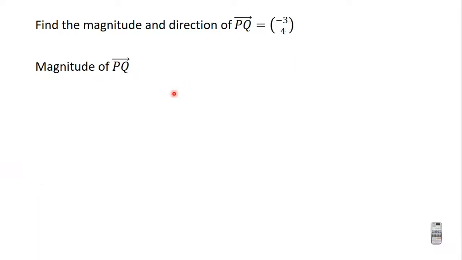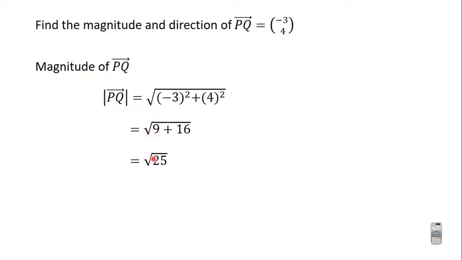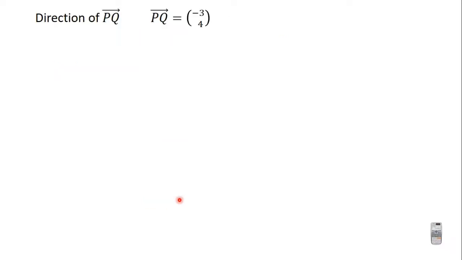So let's start with the first part, which is the magnitude of vector PQ. We have done quite a number of this, so I'm sure that by this time you are conversant with it. So magnitude of vector PQ is equal to square root of (-3) squared plus 4 squared. Once again, don't forget to put the -3 in a bracket because it's a negative number. So this will give us square root of 25. Square root of 25 is 5, but the question told us to leave our answer in one decimal place, so 5.0 units.